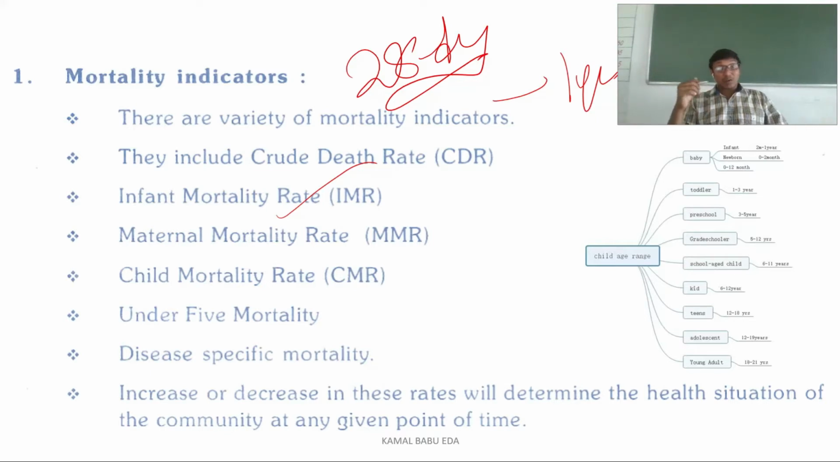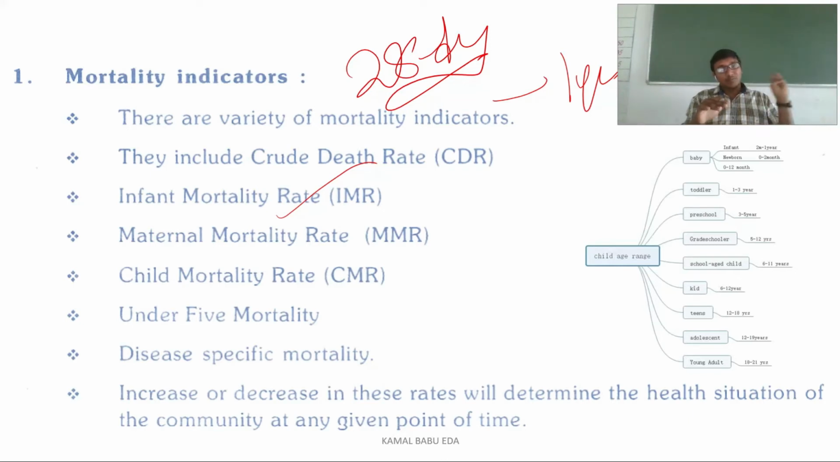So increases or decreases in these rates mainly determine the health situation of a community at a given point of time. Here the health indicator changes day by day, because the health of a person cannot remain the same all the time, correct or not? Does your health remain the same all the time? No, it cannot. Today you might be perfectly all right, tomorrow you might get some disease or some fever, correct or not? So this is how the indicators change. At a given point of time, according to the data available for that period, we are assessing the health situation. So this is called the health indicator.